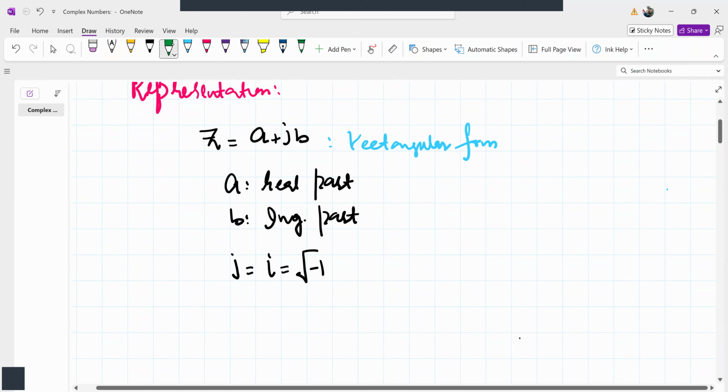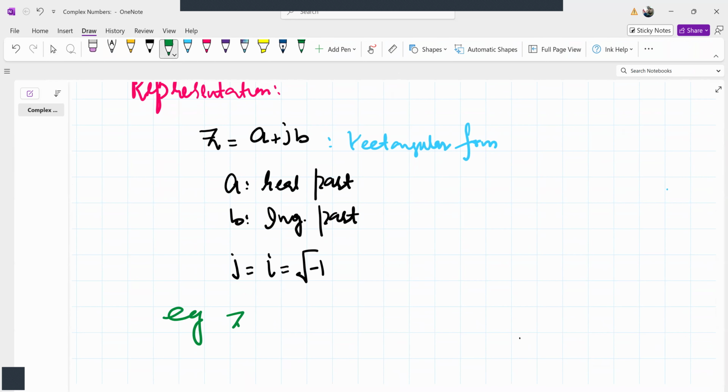So this is how we represent a complex number in this rectangular form. For example, we say z is a complex number and the real part of this complex number is 3 and the imaginary part of this complex number is 4. So this is a complex number where a is 3, b is 4. How do we graphically represent this complex number? Graphically, we can draw this on a complex plane.